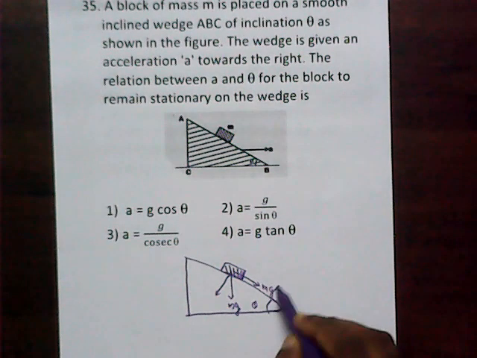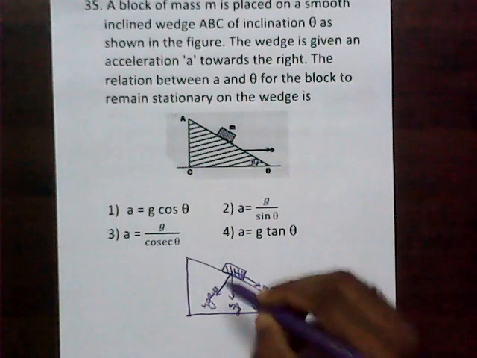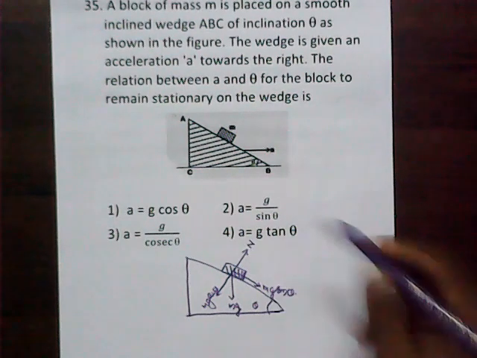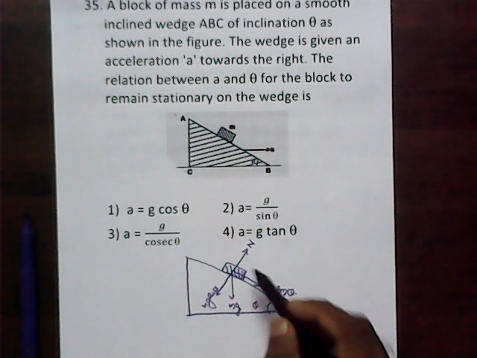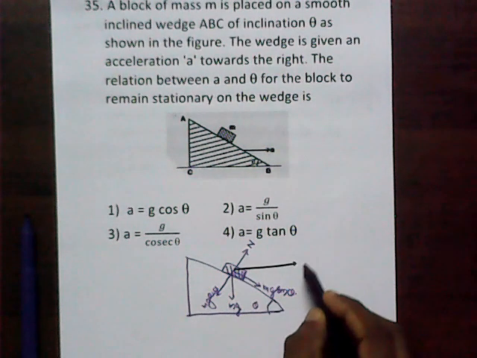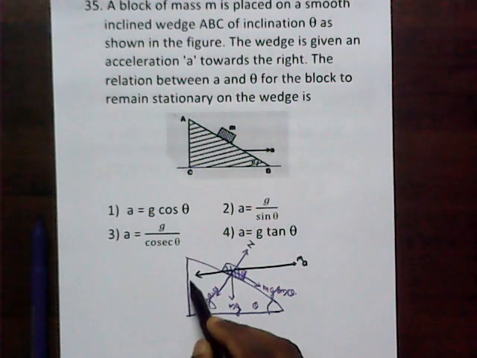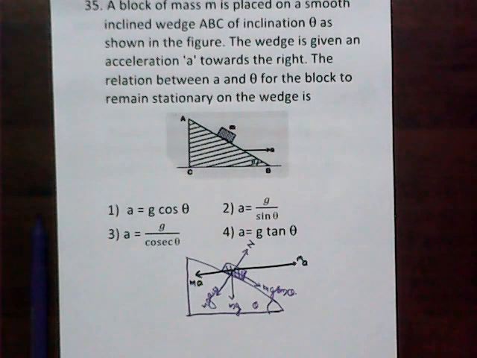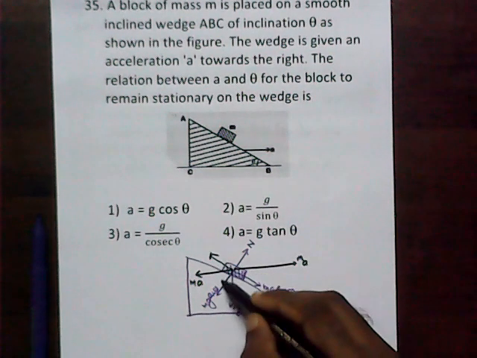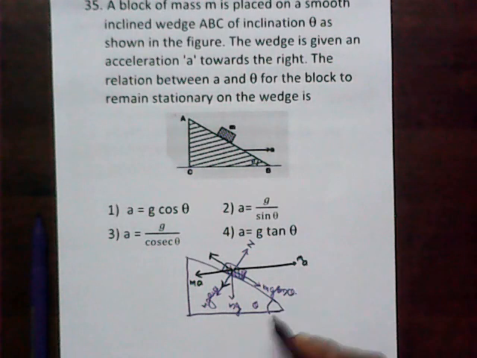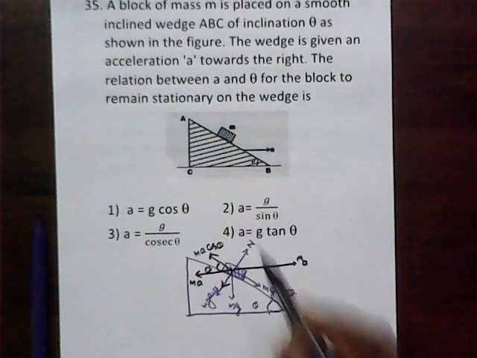So this is mg sine theta, and this one is mg cos theta. The normal reaction is there. But keep in mind another concept: the external force is acting in this way, so the pseudo force must act in this way on the body. So that ma can be split into two components. That is a very, very important concept. If the angle is theta, this component becomes ma sine theta, and this component becomes ma cos theta.